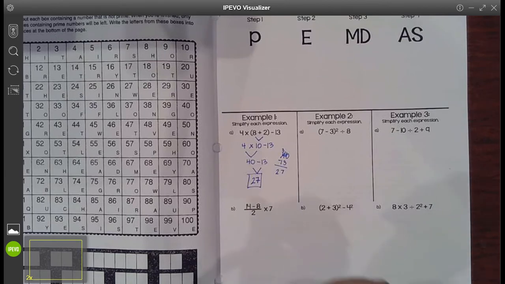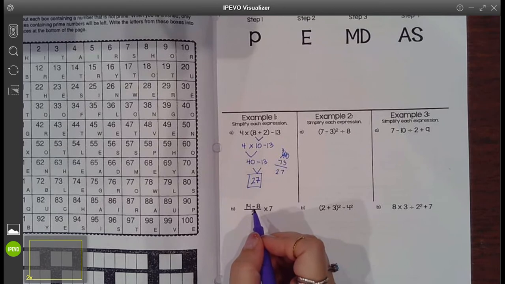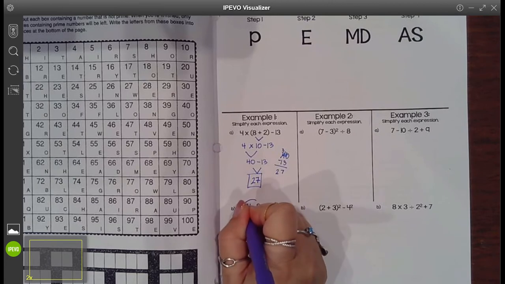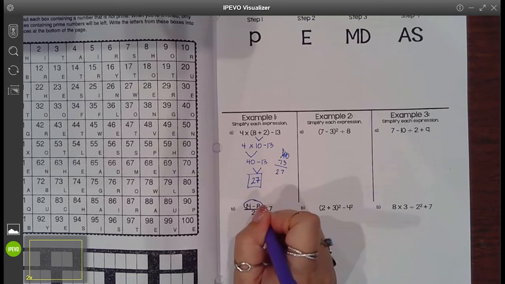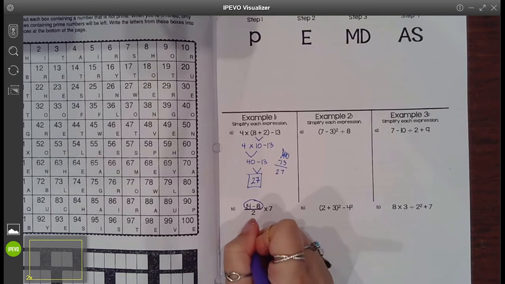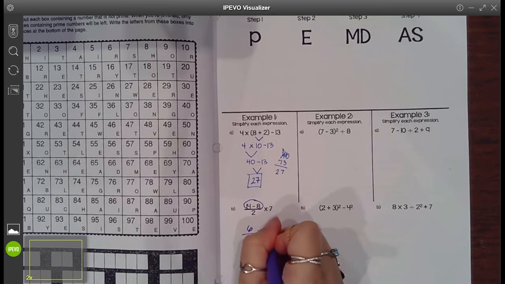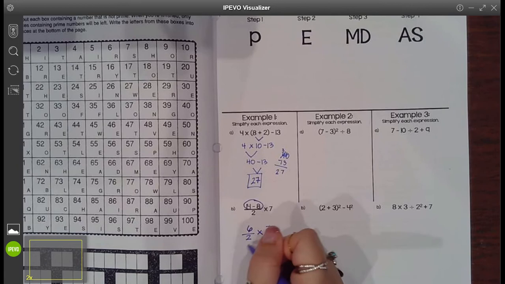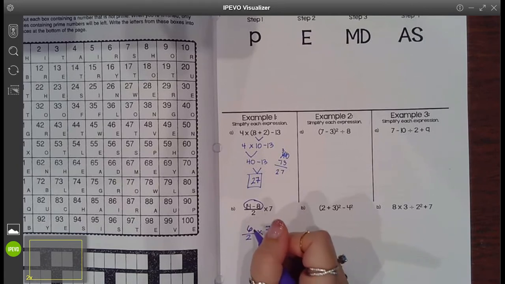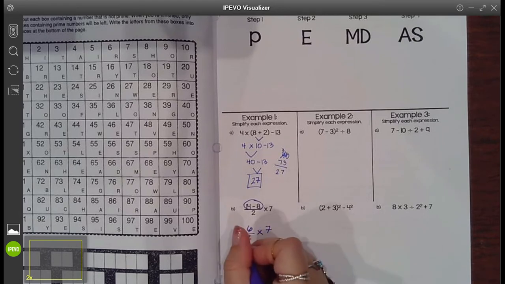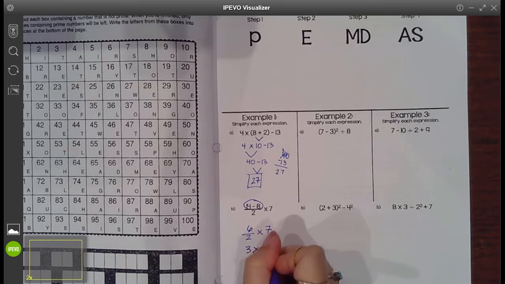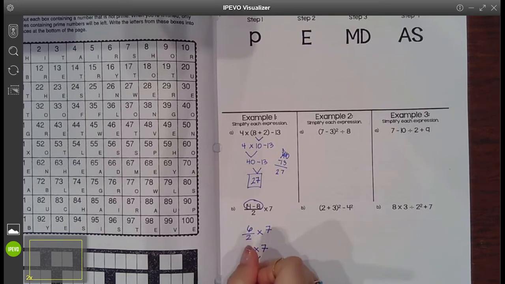So if we try the second example here, I want to simplify the thing on top of the fraction first. What is 14 minus 8? 14 minus 8 is 6 over 2 times 7. Now I need to simplify this fraction, 6 divided by 2, because that's what a fraction is. You're essentially just dividing the top by the bottom. 6 divided by 2 is 3. Now you have 3 times 7. Well, 3 times 7 is 21.